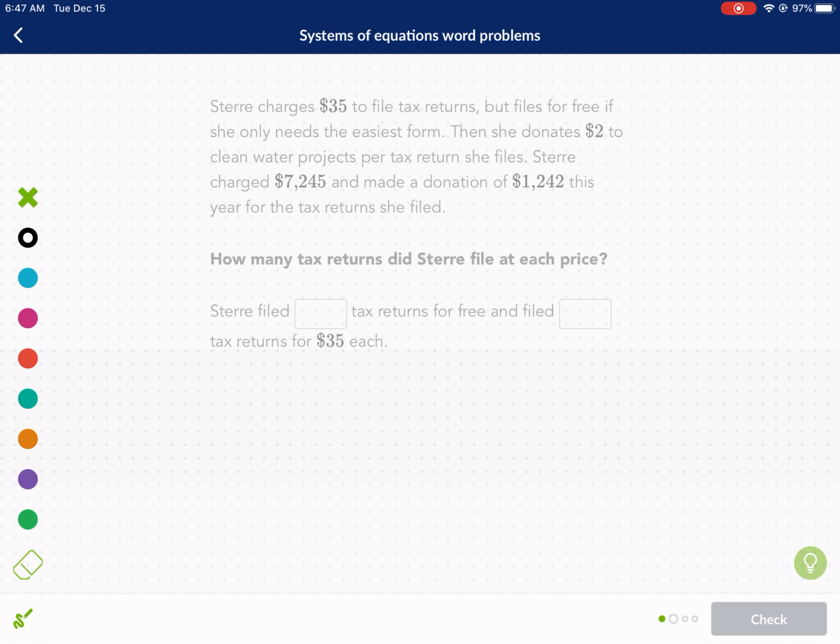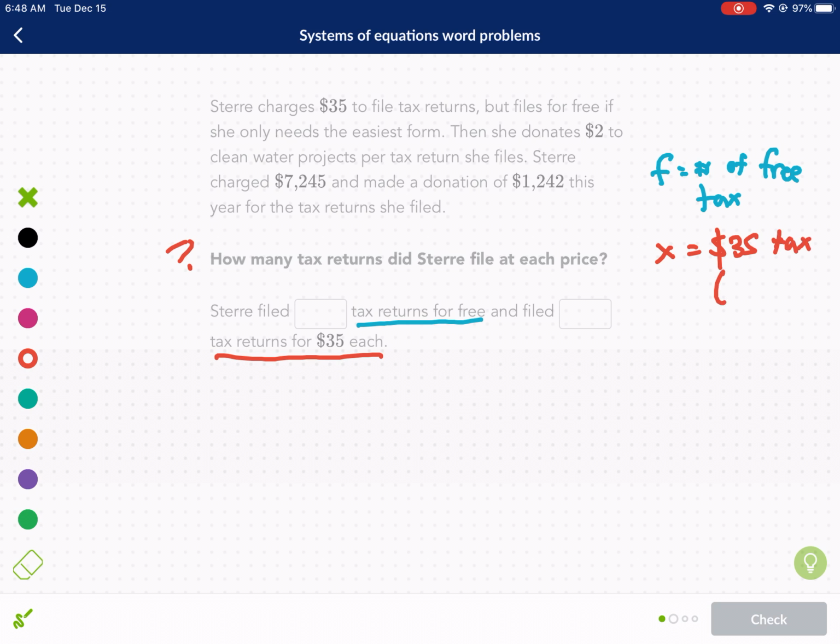This is where it tells us our variables. The question will always lead us to the variables that we need. So the first one we need is tax returns for free, and then tax returns for $35 each. We'll let F equal the number of free tax returns, and then let's make it X for tax. This will be the number of $35 tax returns. Just make sure to remember that. Now let's break this down. $35 tax return. This isn't an equation, this is just a piece to add to one of our equations.